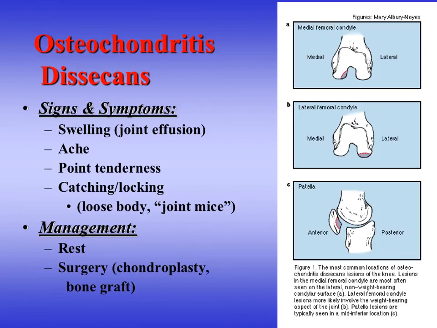So what are the signs and symptoms of osteochondritis dissecans? Well, swelling seems to be a sign and symptom for all knee pathologies. And then what you really get is not this sudden sharp pain, but what you get is this dull, achy pain that's constant throughout the day. You get point tenderness over either the medial or lateral femoral condyle, depending on where that osteochondritis dissecans occurs. And then if there's a loose body, what you will get is definitely catching and locking of the joint.